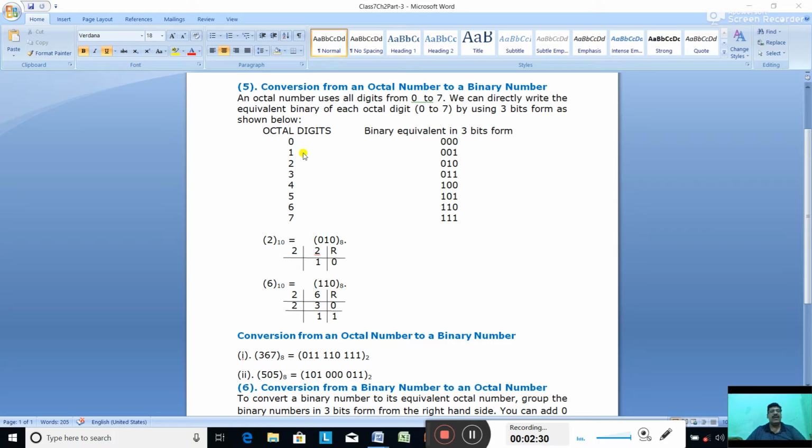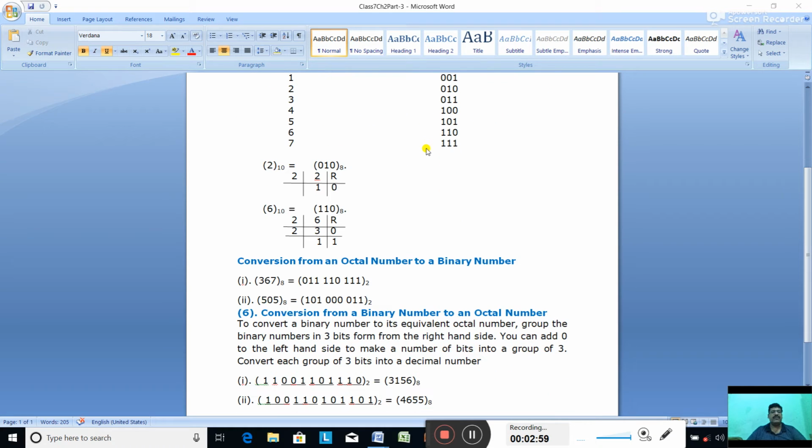The same way, all these octal digits we can convert into binary by this division method. And if it is 1 digit, make it 3 bits form by putting 2 zeros on the left side. If there are 2 digits, that means in the case of 2, we have only 1 0, so to make it 3, put 1 zero on the left side. So this way we can convert all the octal digits into binary equivalent. So binary of octal comes in 3 bit form.